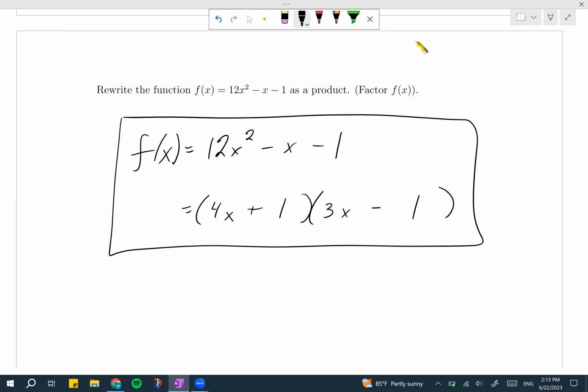If you can't factor it like this, if you've tried it and it doesn't work, then you have to use the quadratic formula, which says x is equal to negative b plus or minus the square root of b squared minus 4ac over 2a.